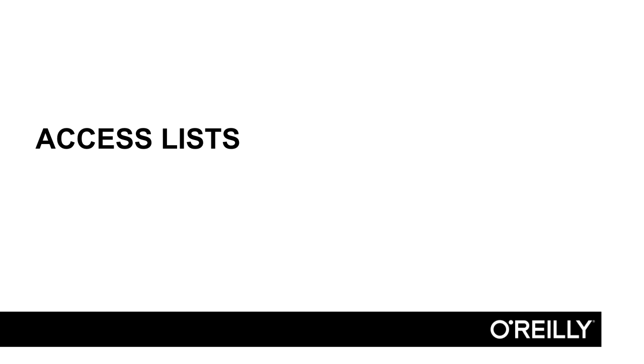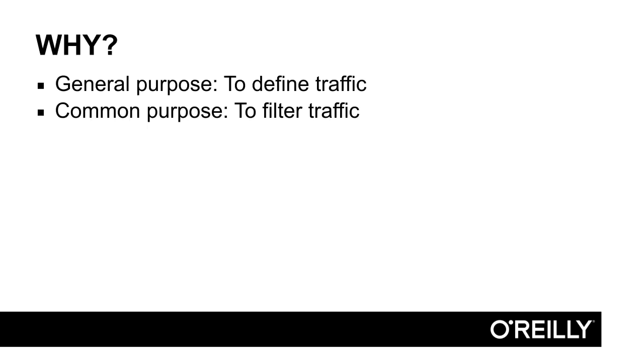Let's talk about access lists. There are many reasons for using access lists. In general, you use access lists to define traffic. The most common purpose is to filter traffic. When we normally use access lists, we do that to filter traffic inbound or outbound on our device.